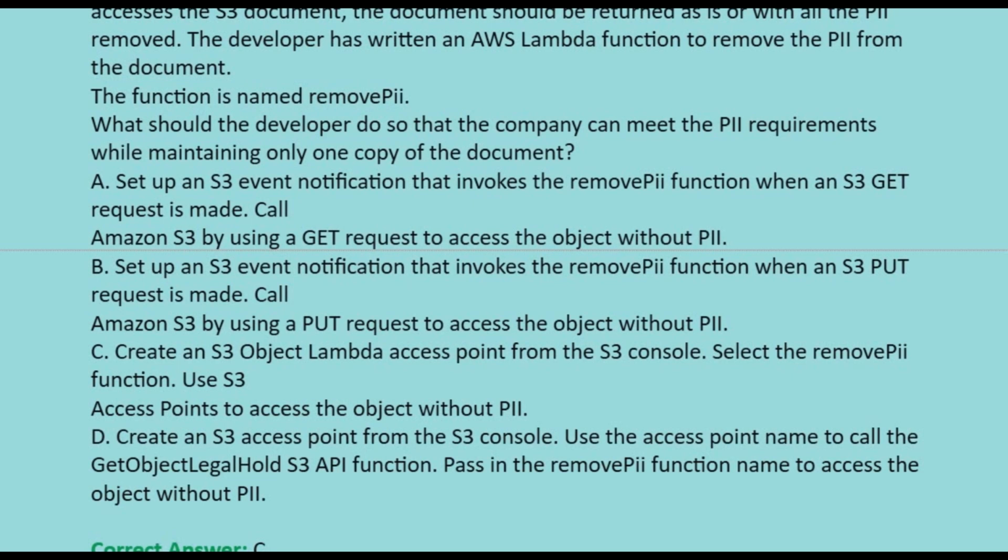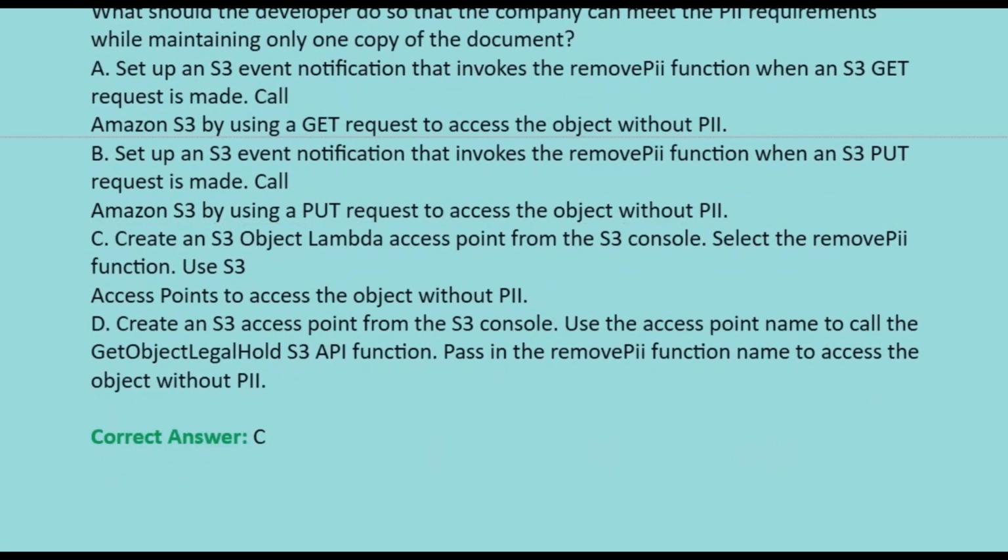Option C. Create an S3 Object Lambda access point from the S3 console. Select the remove PII function. Use S3 access points to access the object without PII. Option D. Create an S3 access point from the S3 console. Use the access point name to call the getObjectLegalHold S3 API function. Pass in the remove PII function name to access the object without PII. Correct answer is option C.